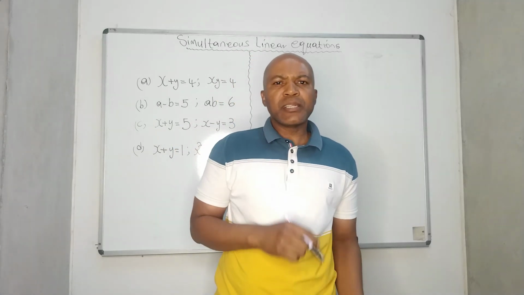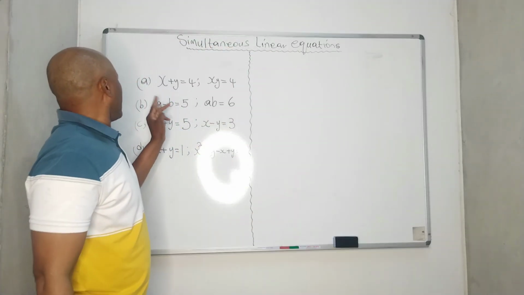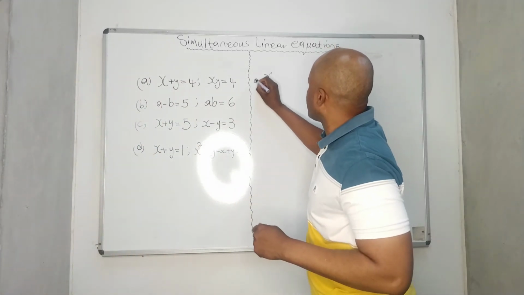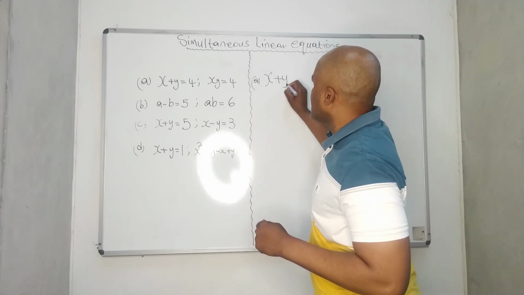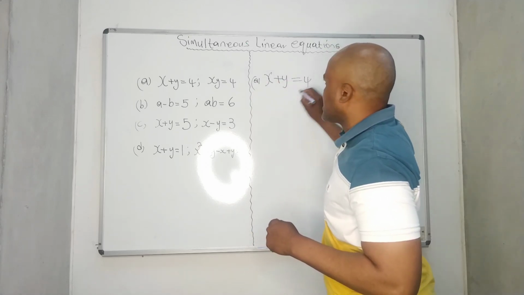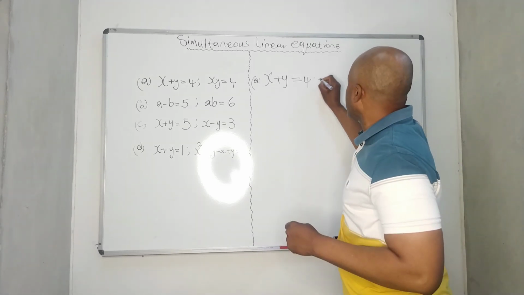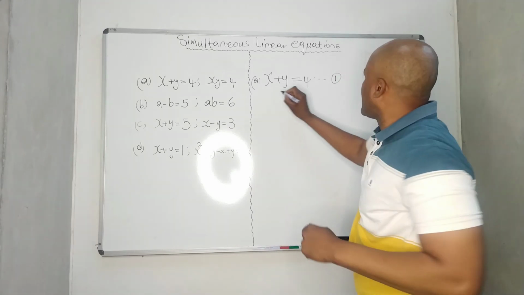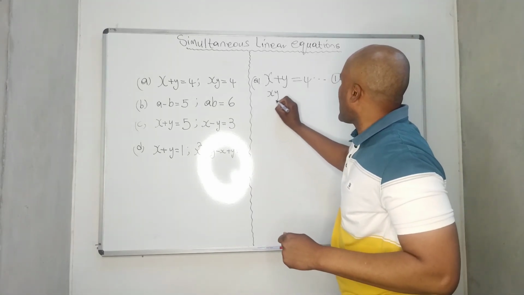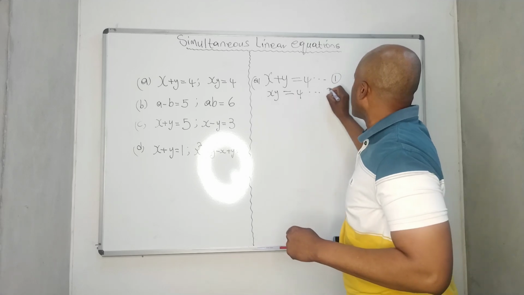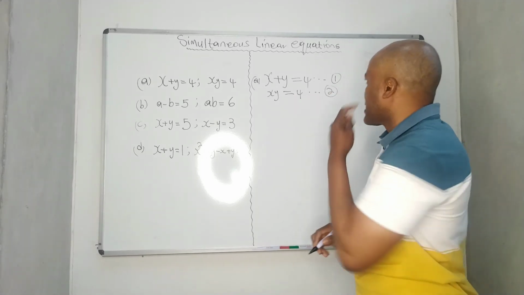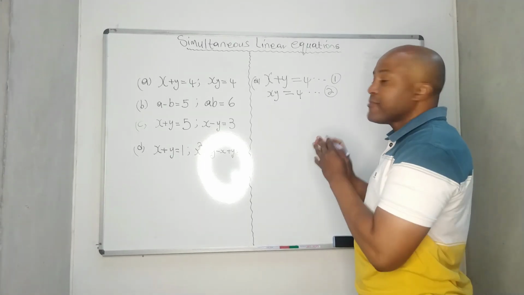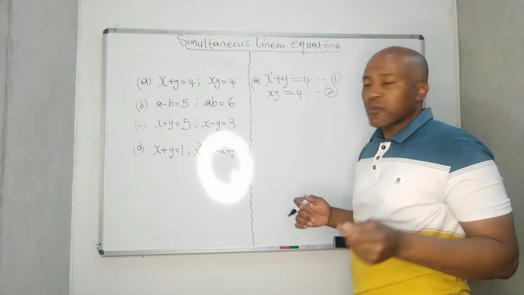But let me not talk too much. Let's just, right. Here's number A. It says x plus y is equals to 4. Then, as I've said, you can name it what? Equation 1. Okay? And the other one is xy is equals to 4. Then you can name it equation 2. Okay? Right now, you keep on telling the examiner what you are doing, so that when they mark, we will be able to follow, right?